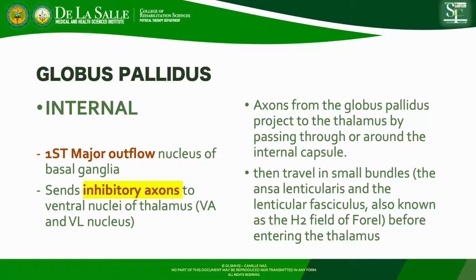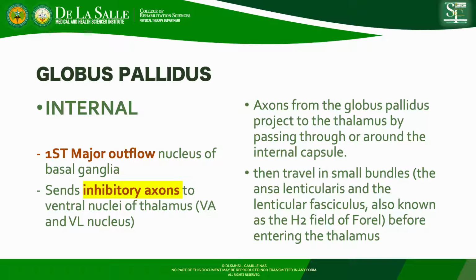Do not confuse this with the third order neuron of the somatosensory system, because in the somatosensory system, the nucleus responsible for receiving sensory input is the ventral posterolateral nucleus and the ventral posteromedial nucleus for the face and the trunk. So a different nucleus in the thalamus is for the motor system. Again, that is the ventral anterior and the ventral lateral nucleus of the thalamus.